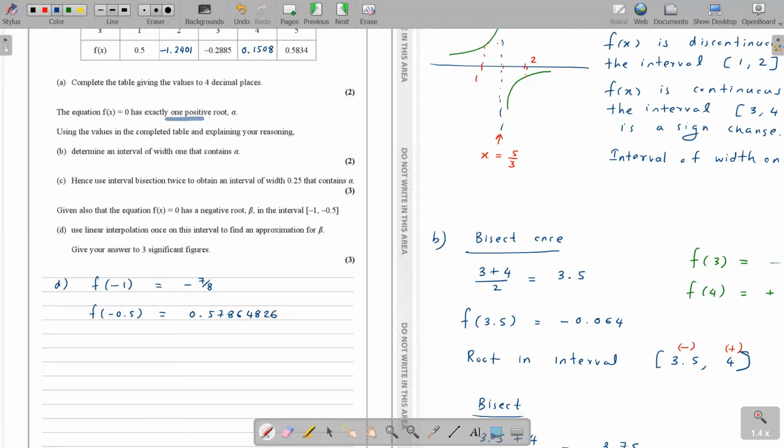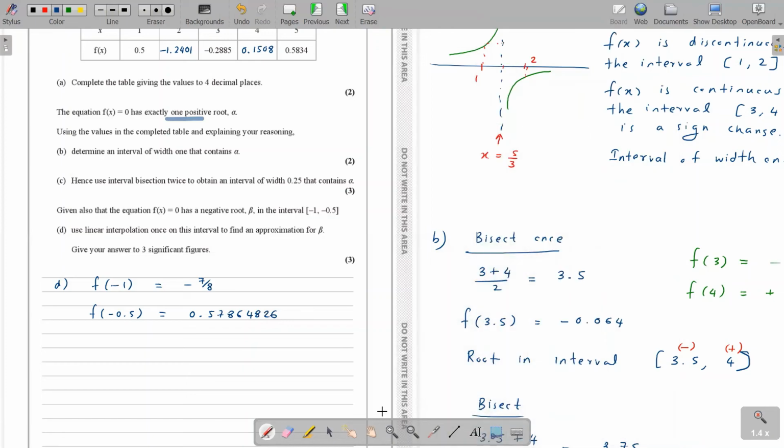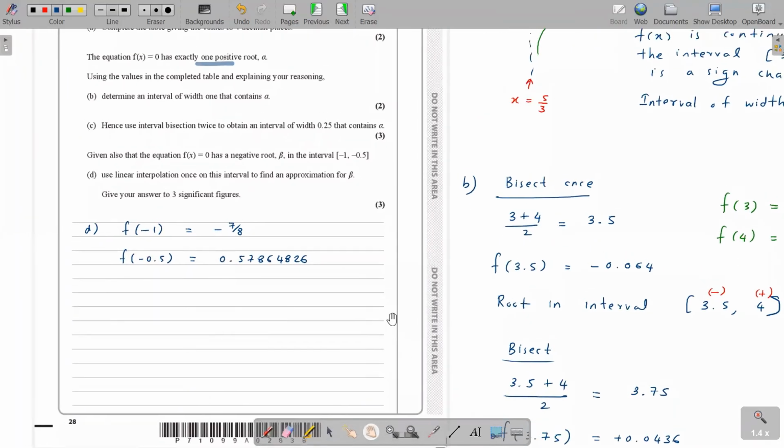Shall I make it 6 here? Because after 5 we have 7 and 8. So I can make it 6 here. Is that okay? So I have taken this to around 9 figures. Then the next thing we do here is when we use linear interpolation, we use similar triangles. Do you remember?